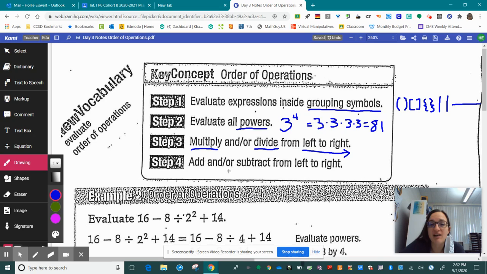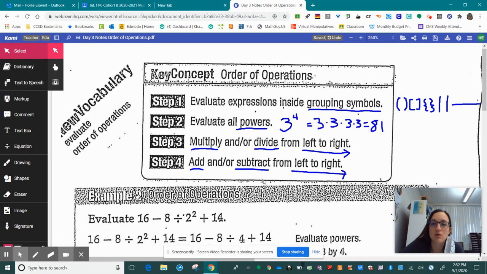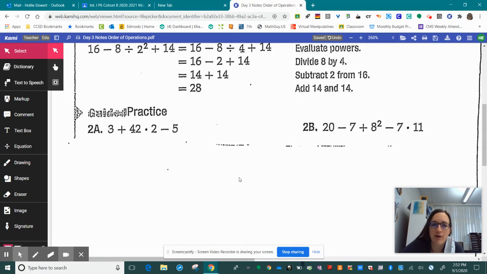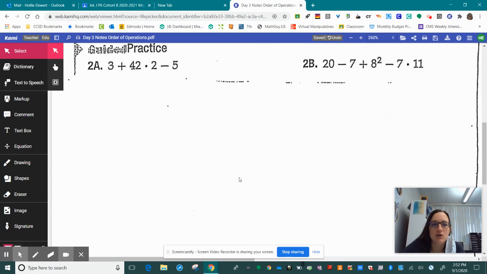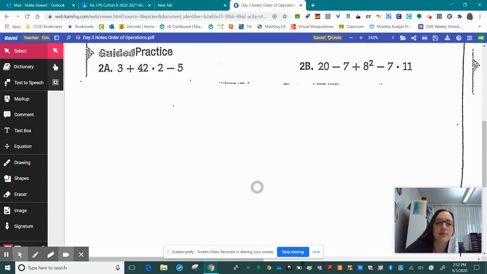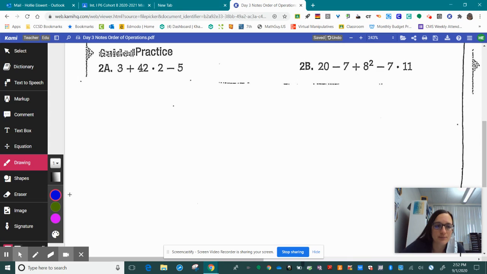Same thing with Aunt Sally. You add or subtract, depending on which one comes first, left to right. Just like we read a book, we start from the left, work our way to the right. Same idea. So we're going to practice this, which most of you are familiar with. We're going to go through our order of operations here. So we're going to do these guided practice questions together.